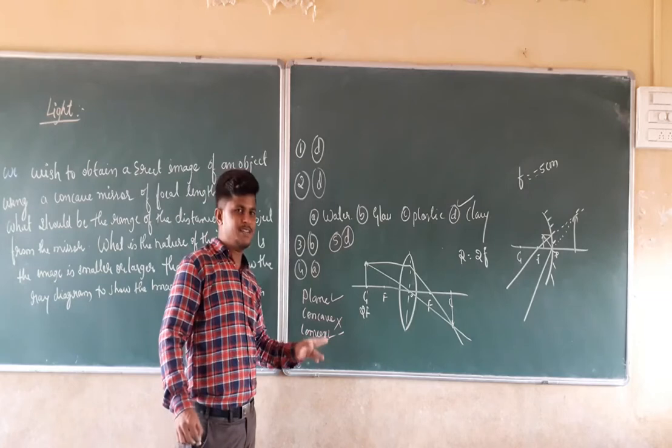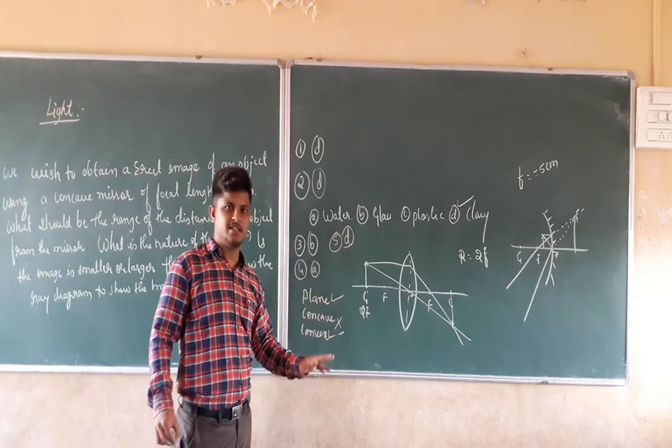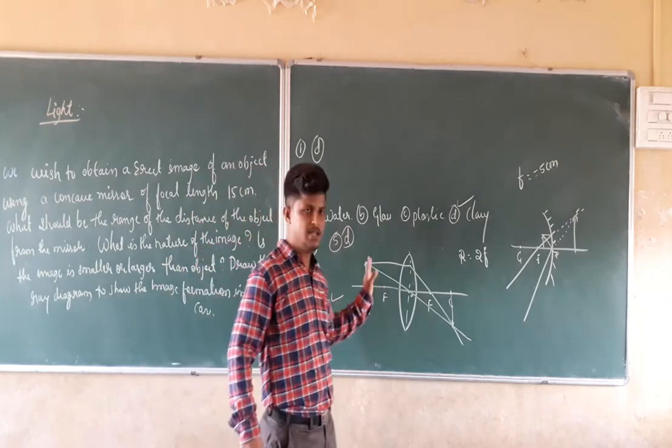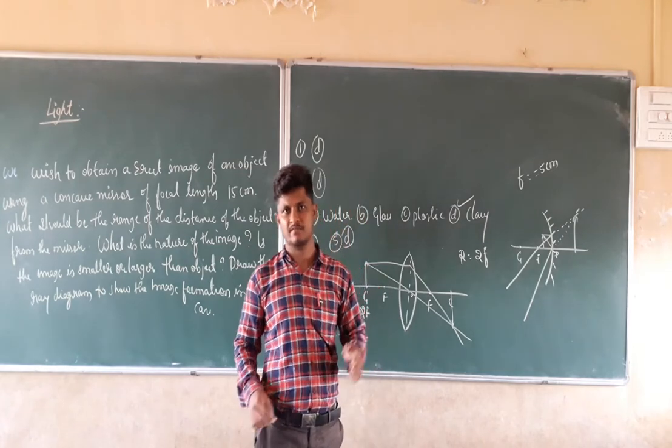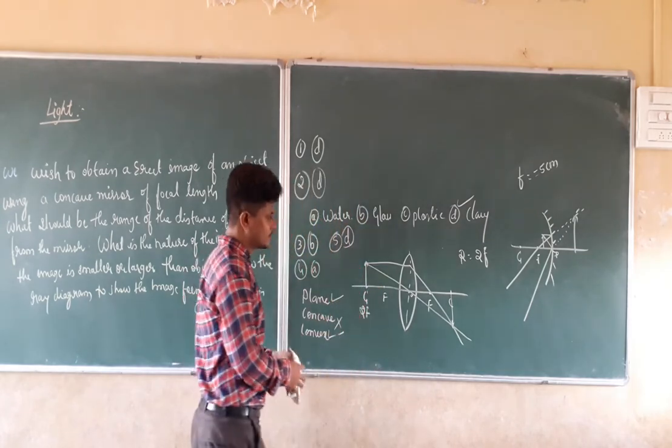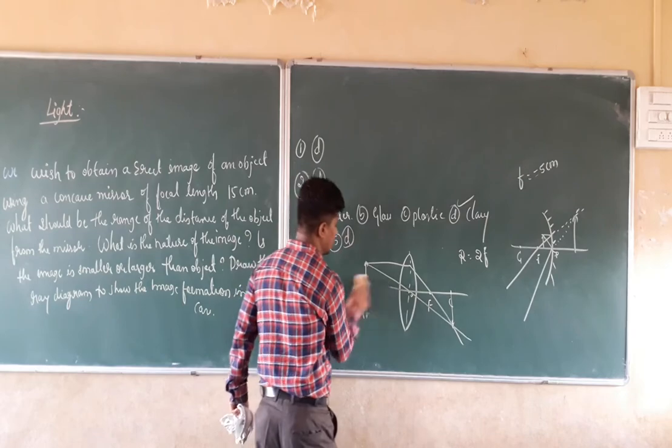Both the mirrors are going to produce upright images, that is, erect images. So the answer for the fifth question is D. I hope this is clear. Now the last question, the sixth question in the MCQs.